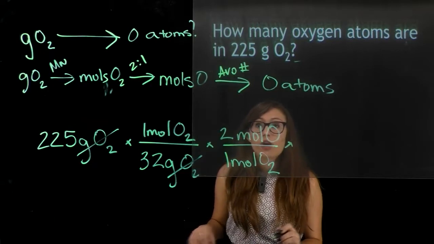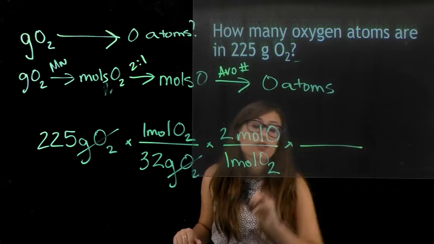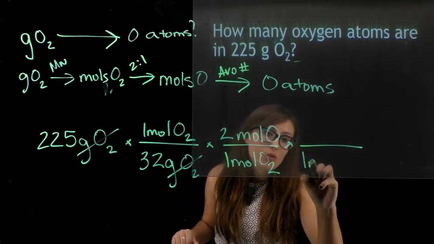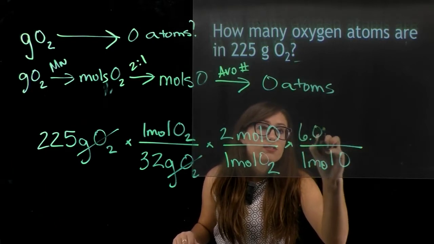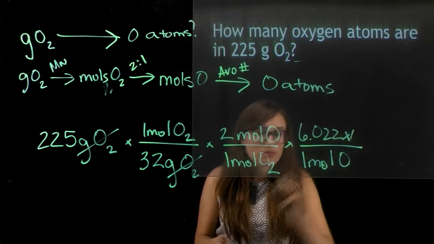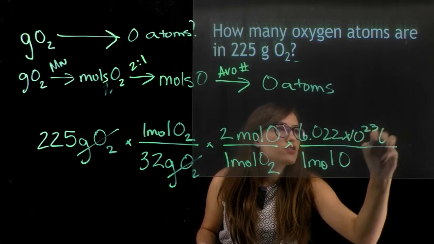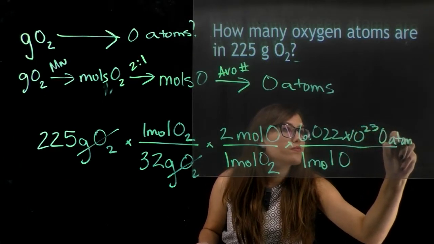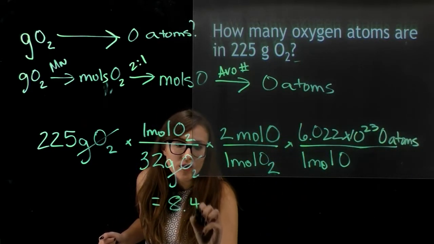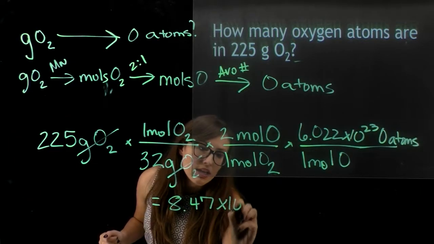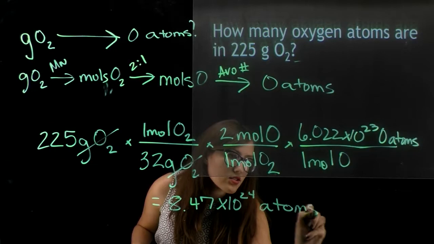Now we need to convert from moles of oxygen to atoms of oxygen, and this is Avogadro's number, which states 1 mole of oxygen is equal to 6.022 times 10 to the 23rd oxygen atoms. This ends up equaling 8.47 times 10 to the 24th atoms of oxygen.